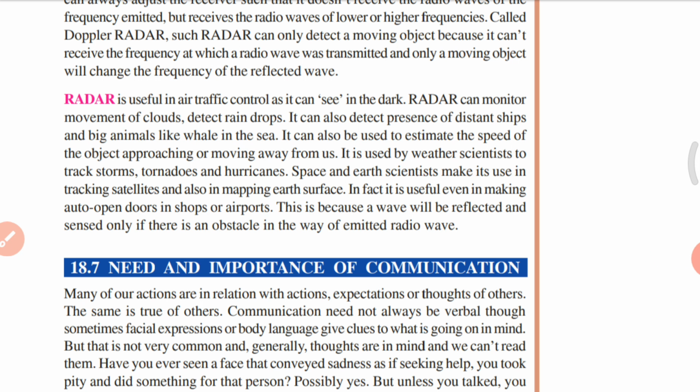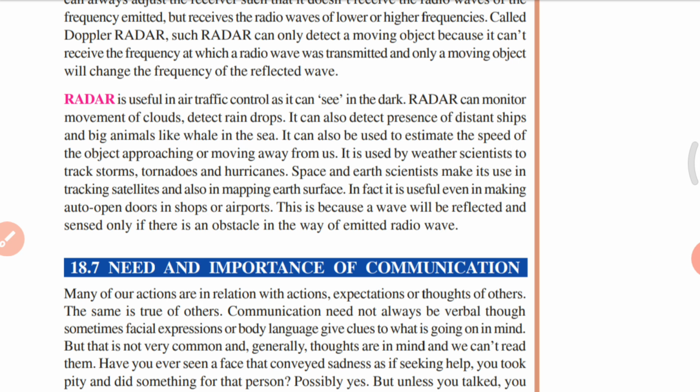Radar can monitor movement of clouds, detect raindrops, and the movement of planes, etc. It can also detect the presence of distant ships and big animals like whales in the sea. It can also be used to estimate the speed of an object approaching or moving away from us. It is used by weather scientists to track storms, tornadoes, and hurricanes. Space and earth scientists use it in tracking satellites and also in mapping a surface.